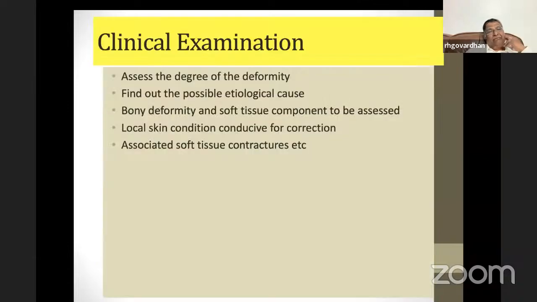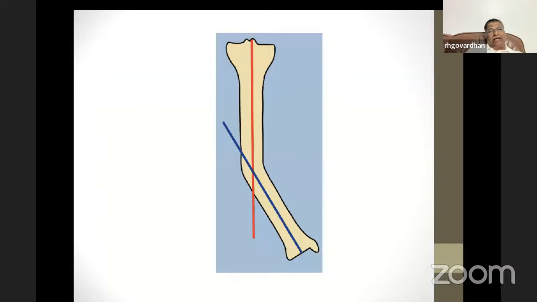So you have to assess these deformities clinically very well and find out possible etiological causes, assess what is the bony deformity, what is the soft tissue component, and find out whether the local condition is conducive to do any corrective osteotomies, and also see whether there are any associated soft tissue contractures. Whenever you want to correct a deformity, the limb can be assessed with an X-ray, where we can use an axial line of the proximal segment and distal segment. If they meet at the apex of the deformity, you can do a correction of the deformity at the apex of the deformity. You can make an osteotomy.